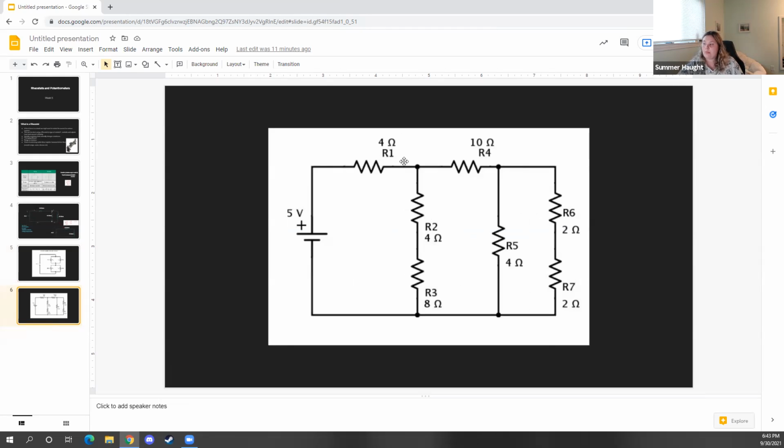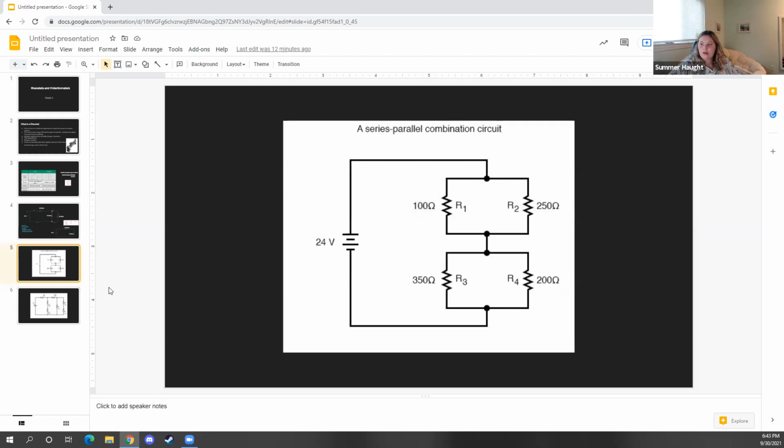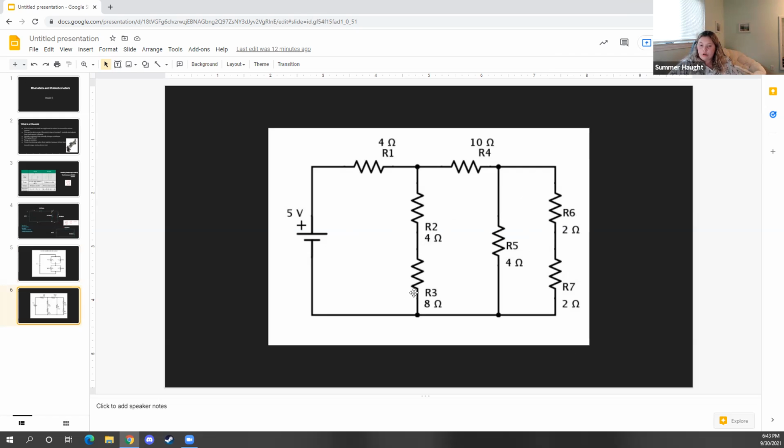And that's because in this example, the electrons going down this pathway never split up. They're never going in a different direction, because a parallel circuit is when we have electrons going different ways, like they are here, this way and this way. In this situation, our electrons are only going down one way. So this is a situation where we have a series resistor.